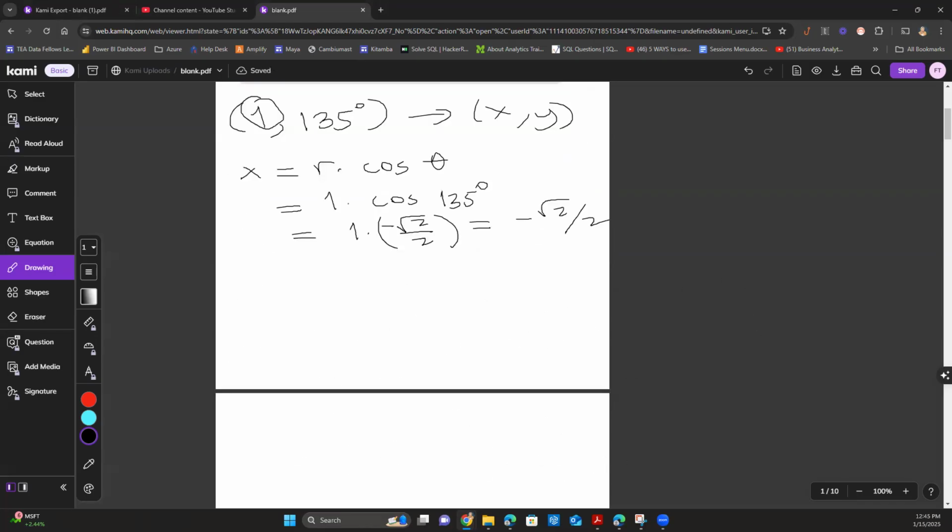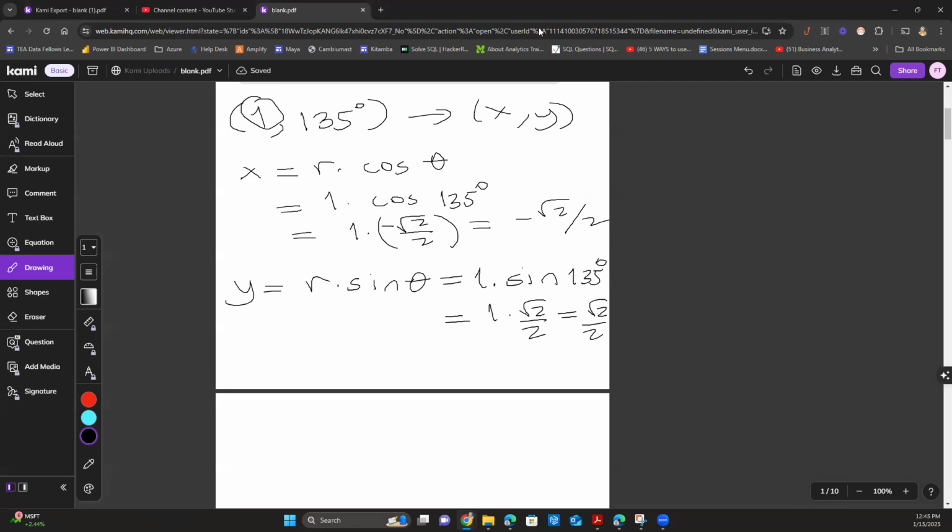Similarly, now we're going to find the Y value of this point. Y will be calculated using R times sine of theta. R is still 1, but this time we need to calculate it and multiply it by sine of 135. So sine of 135 is positive root 2 over 2. And then when I multiply them, this is what I get for the answer for this question.